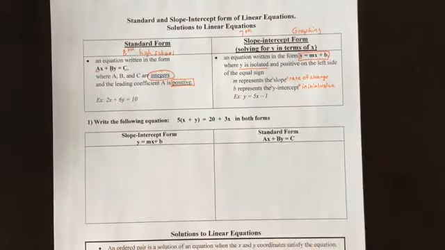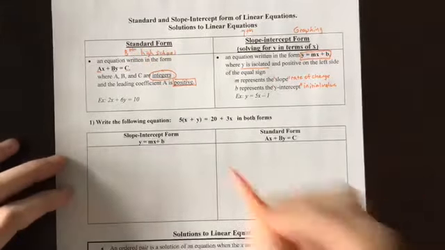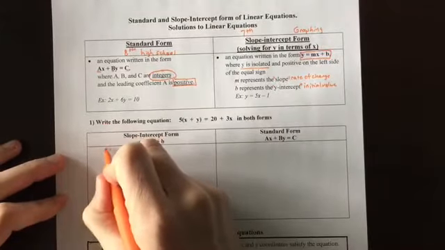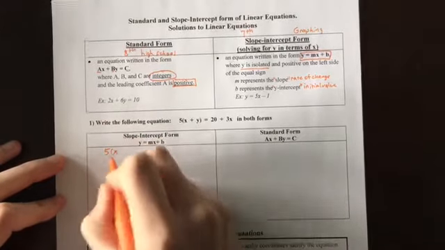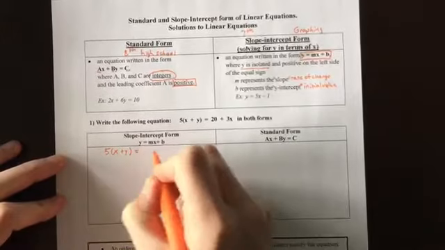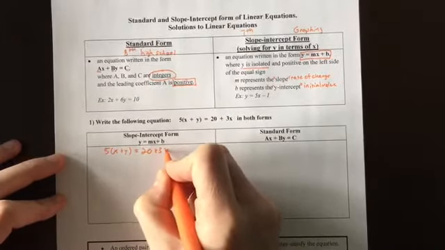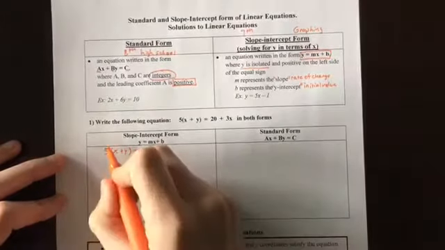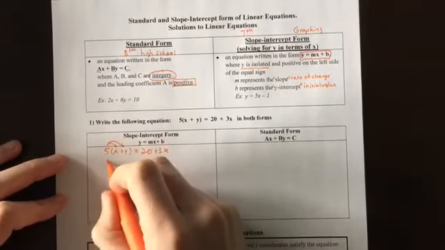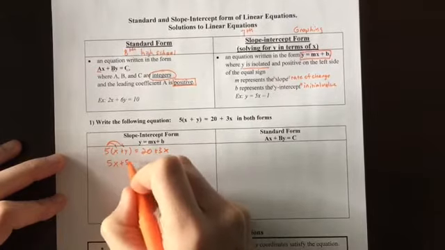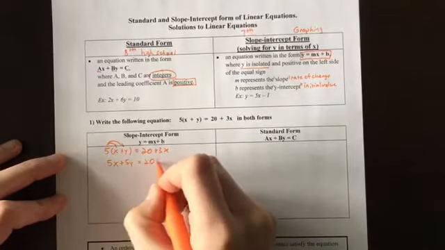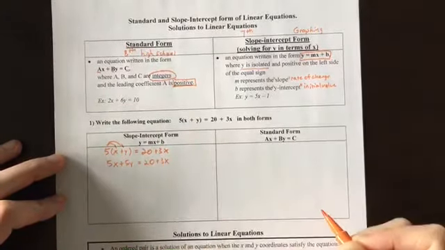On number 1, we're given an equation: 5 times x plus y equals 20 plus 3x. It's not in any special form, but we're asked to write it in both forms. Okay, so my first step here, we're going to write in slope-intercept form. So I'll rewrite it, and then we'll get working there. And I know I wanted to get it in that y equals mx plus b, where we're isolating y. So that first step is going to be distribute the 5. So we get 5x plus 5y equals 20 plus 3x.